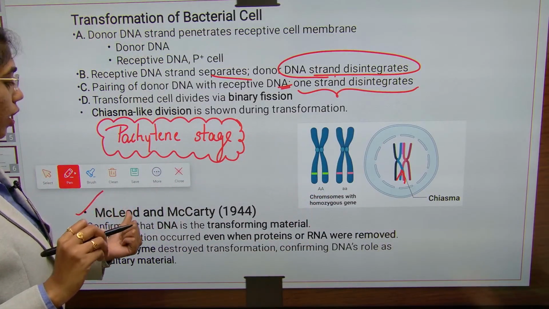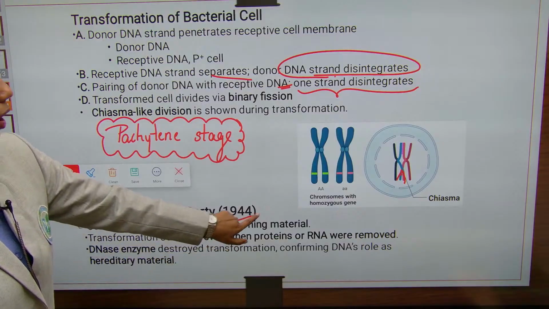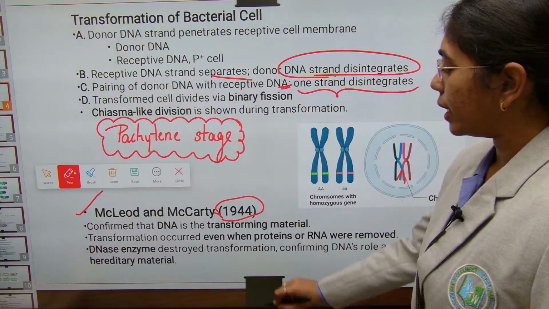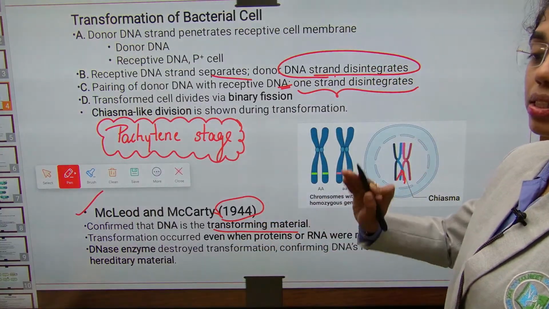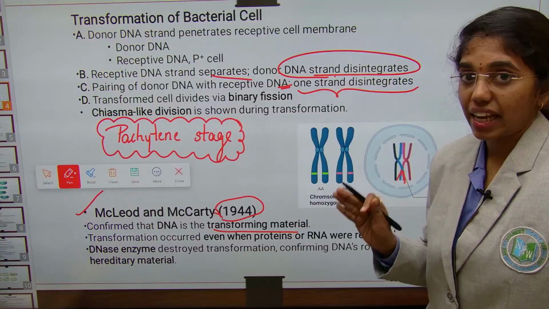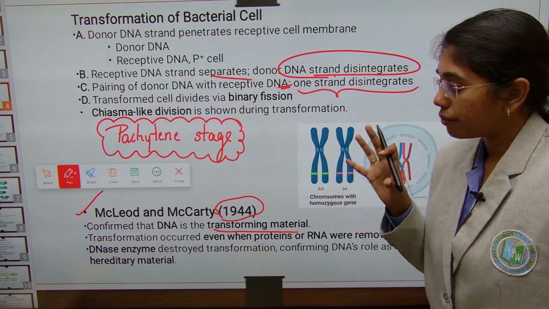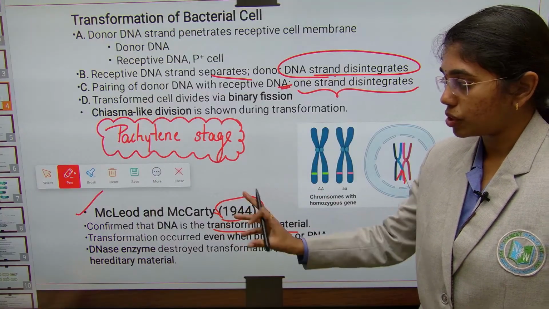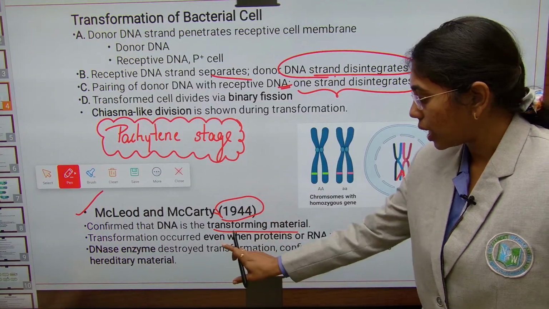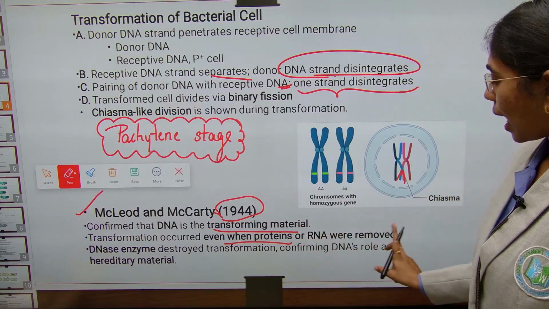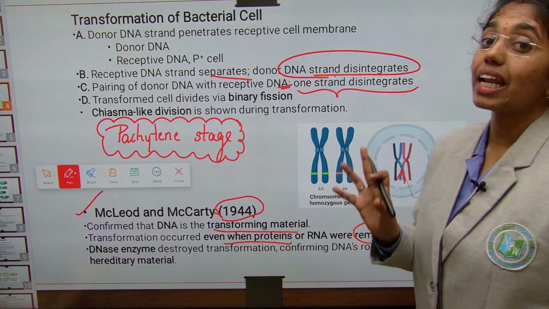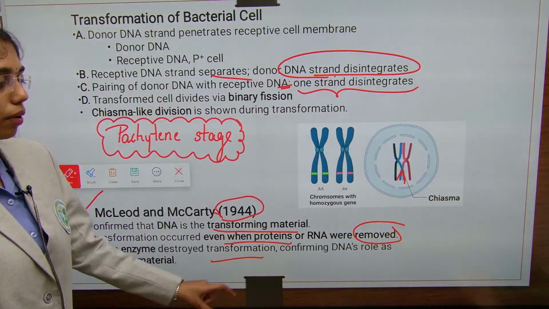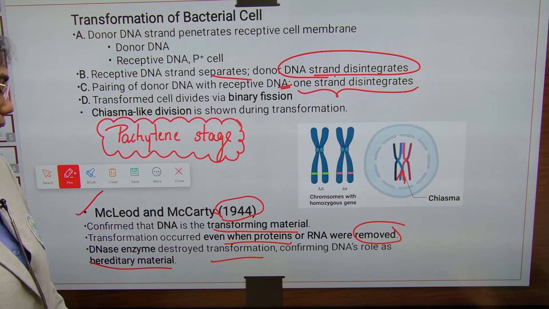Avery, MacLeod and McCarty, in the year 1944, confirmed that DNA is the transforming material. What is actually being transferred was not said by Frederick Griffith. That is confirmed by Avery, MacLeod and McCarty. The transformation occurs even when proteins or RNA were removed, but when DNA was destroyed by enzyme, transformation stopped. This confirms that DNA is the hereditary material.